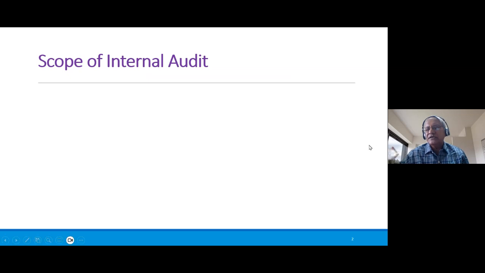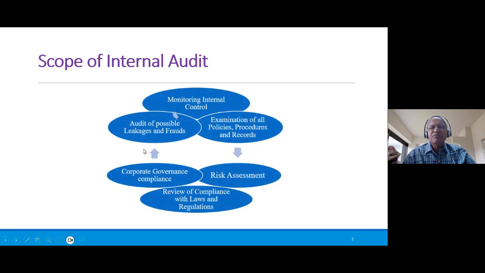The scope of internal audit, as Mr. Chittaranjan, the chairman, was explaining in his introduction, has been changing, and the scope is definitely not what it was. The general impression of audit is that it is to find out leakages and frauds. Actually, that is slowly moving away. It's not just finding leakages or possible frauds. It is much more than that. As he already mentioned, it is risk assessment, governance, compliance with laws and regulations, examining policies, procedures, records, and monitoring the internal controls.